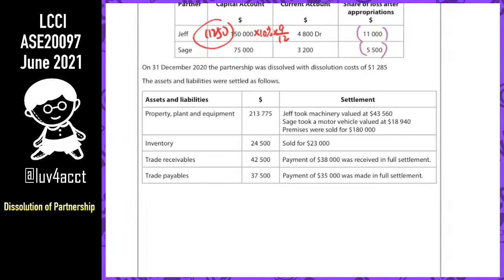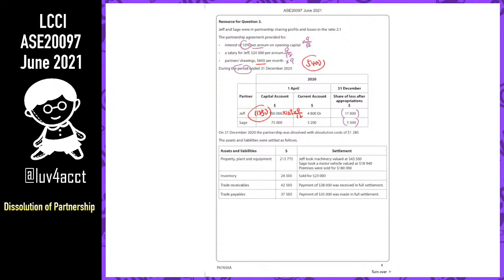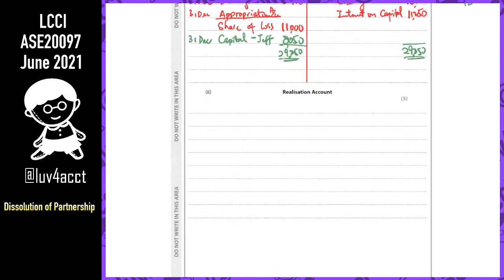So there are 2 ways to work on trade payables. I will tell you a bit later, when we finish. So realization account.